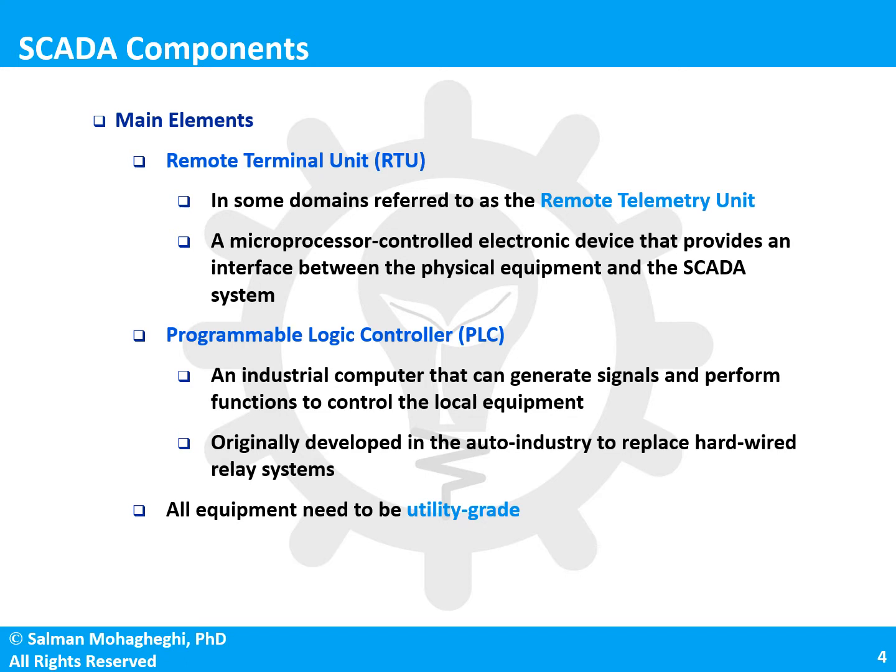Let's talk about the main elements of the SCADA system. The two important elements are the RTU and the PLC. RTU is the remote terminal unit, also known as the remote telemetry unit. This is an electronic device that provides an interface between the physical equipment and the SCADA system. The physical equipment can be a generator, a motor, a contactor, a breaker, a pump. There are so many examples depending on the domain in which the SCADA system is used.